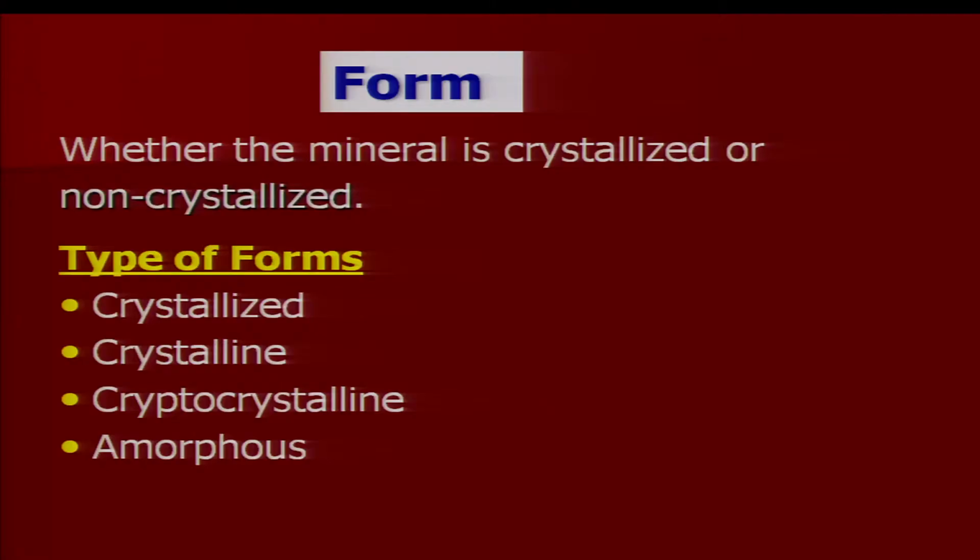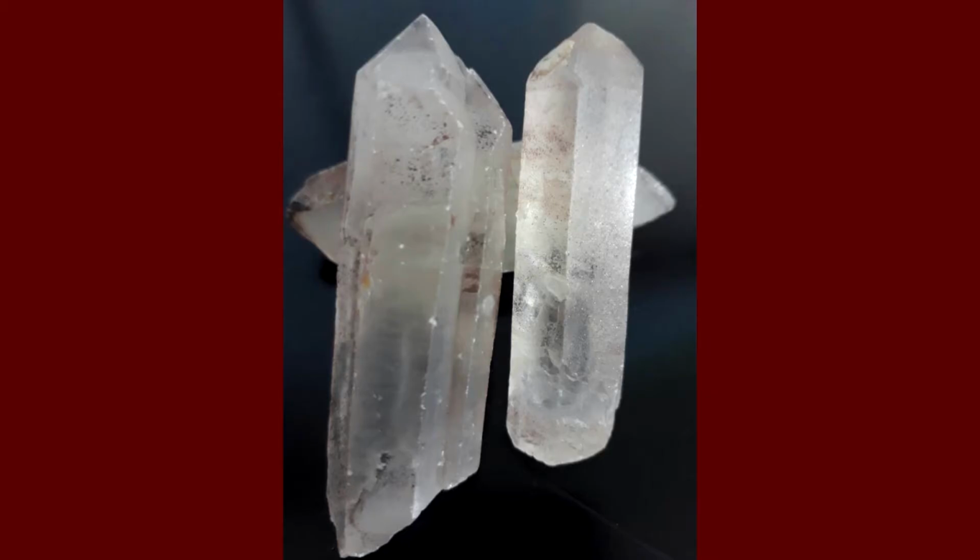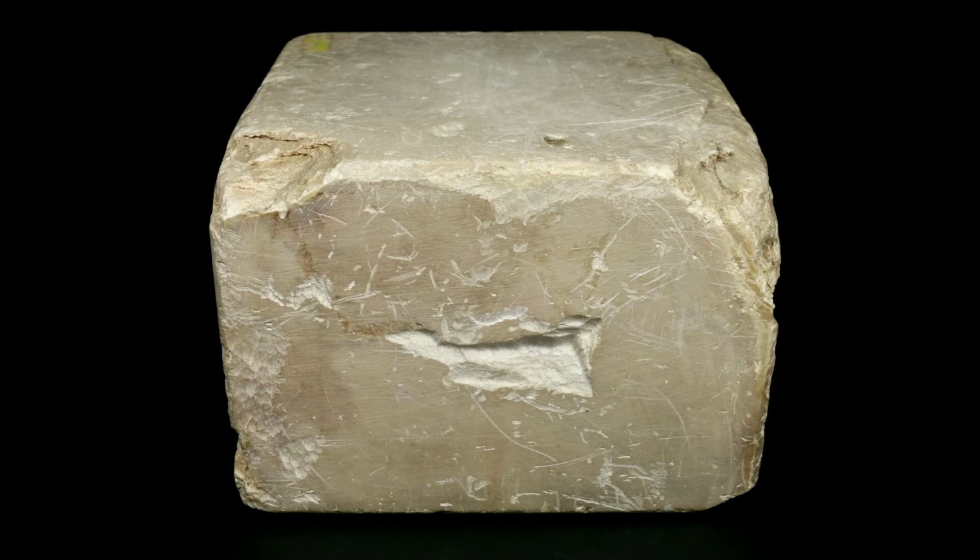What is form? Whether the mineral is crystallized or non-crystallized, there may be different types of forms. What are those forms? Crystallized, crystalline, cryptocrystalline or amorphous. What is crystallized? You have very well developed crystals. The last category is amorphous. Amorphous means disordered structure. There is no crystal developed in the substance, which is called amorphous. In amorphous substances, the structure is disordered.